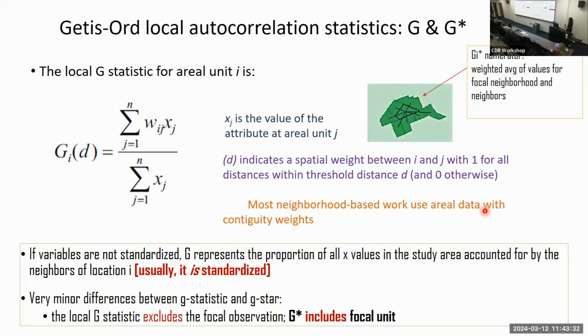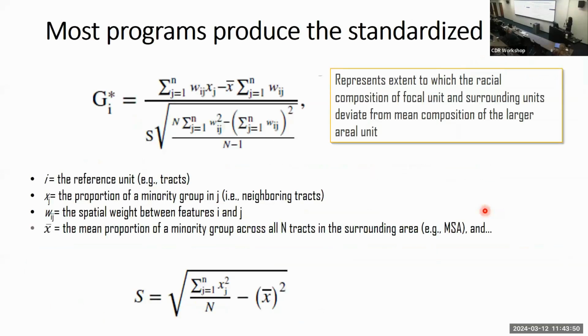And at the bottom we're just dividing by the focal value. If we are looking at a non-standardized G, it's sort of a population of all X values in the study area accounted for by the neighborhood itself and its neighbors. But usually it is standardized. You always kind of want the standardized version. It's easier to make categories this way.